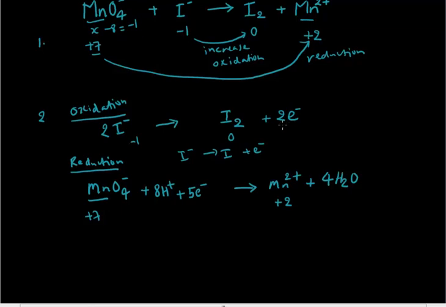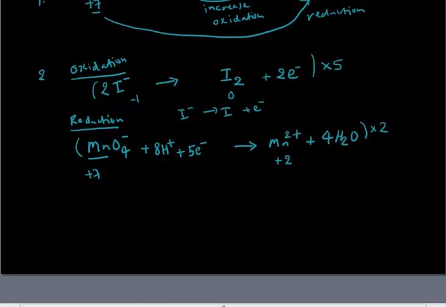I have 2 moles of electrons here, and I have 5 moles of electrons here. So we have to make sure that the number of moles of electrons in both half equations are equal. One way to make these electrons equal is by multiplying this entire equation by 5, so that becomes 10 moles of electrons, and I can multiply this entire equation by 2, so that becomes 10 moles of electrons as well. Let's rewrite the equations as they look after we multiply them.